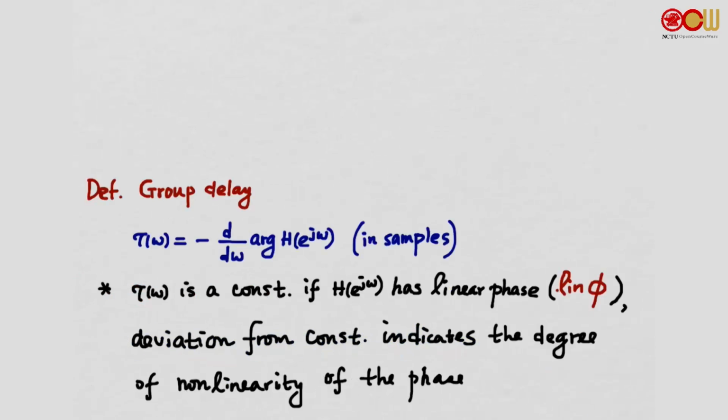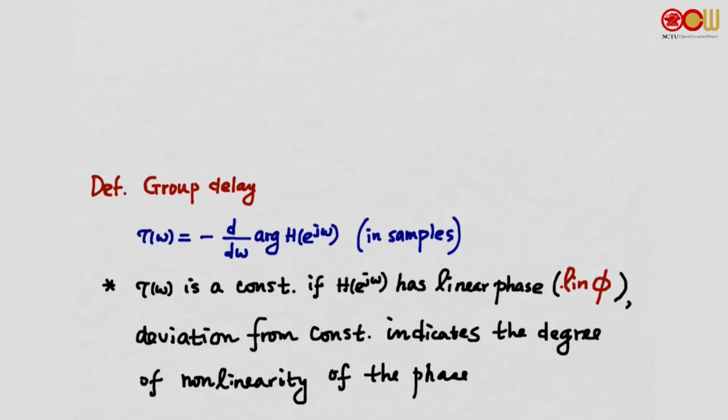So the group delay can be used as a measure of how nonlinear the phase function is. The deviation from constant will indicate the degree of nonlinearity of the phase. How nonlinear the phase function is would be reflected in the group delay. It will give us a sense of how nonlinear the phase function is by looking at the group delay and seeing how non-constant it is, the deviation from constant.